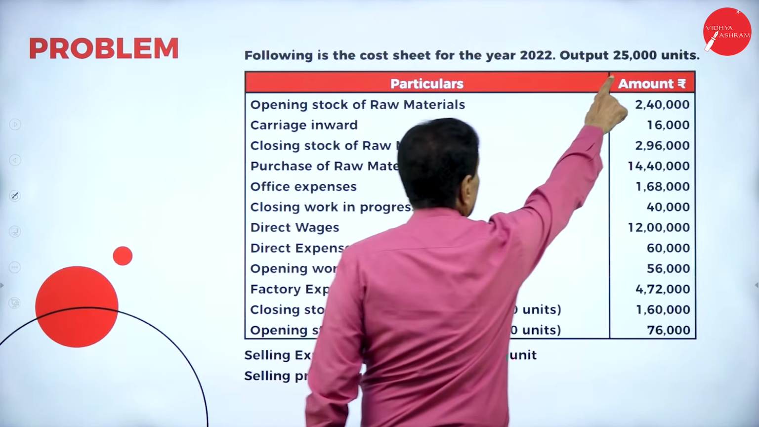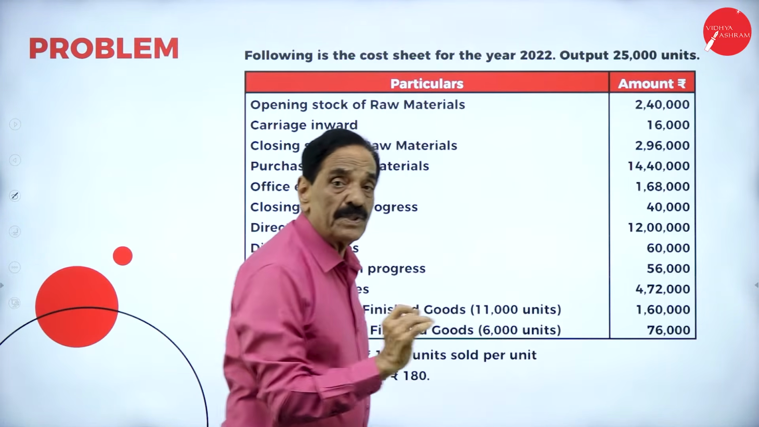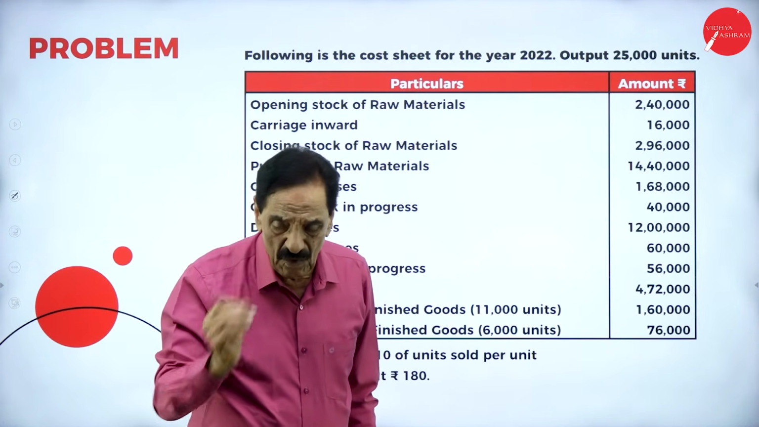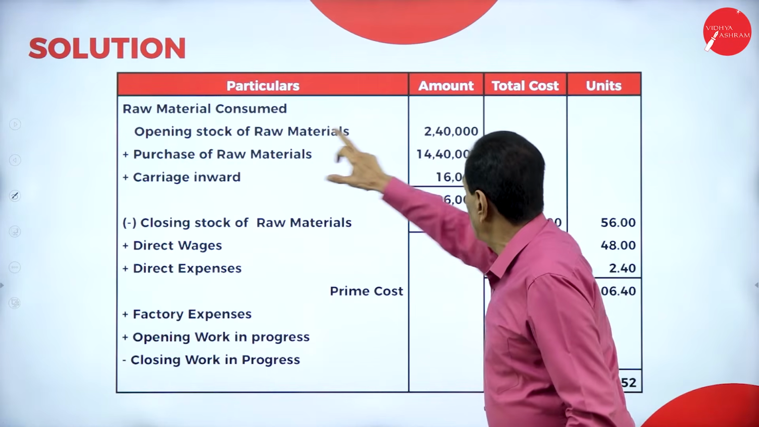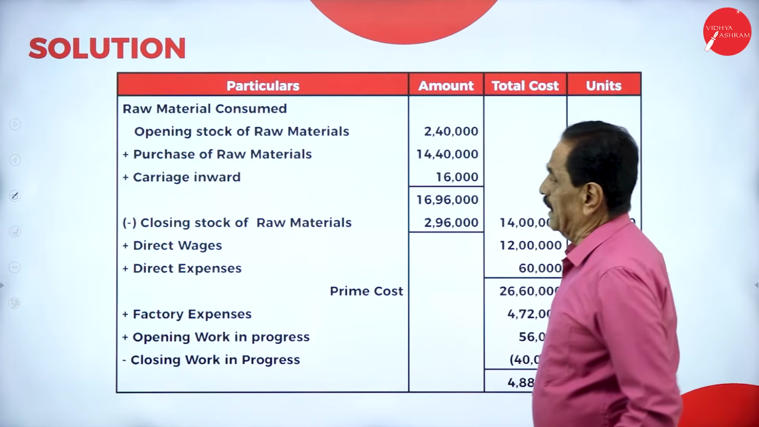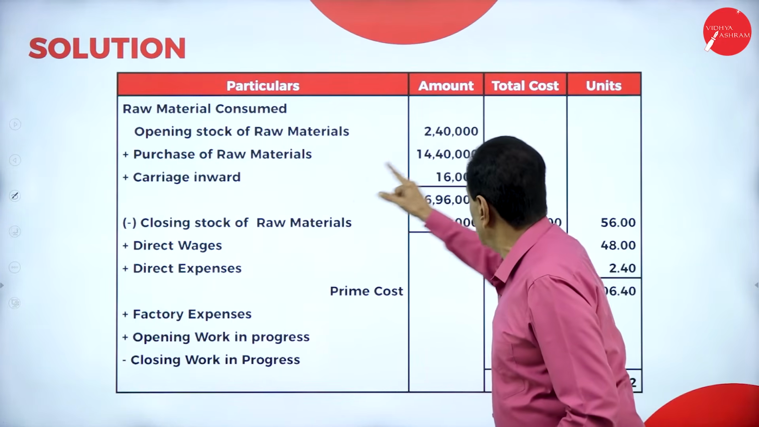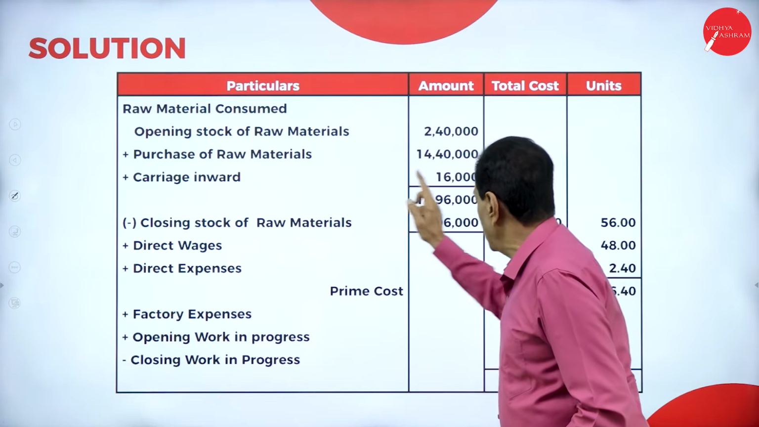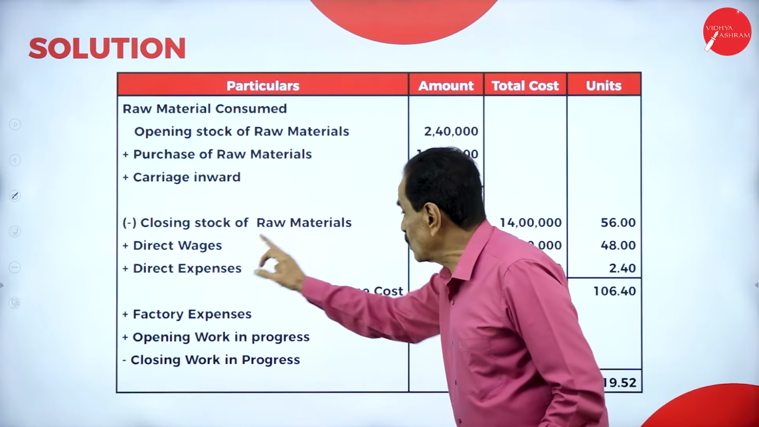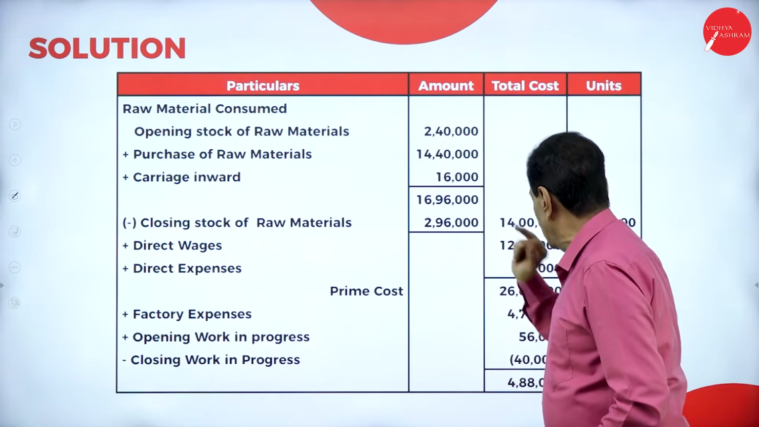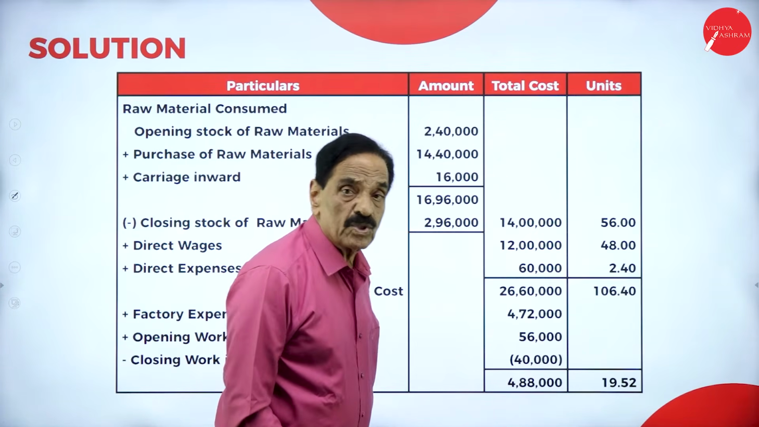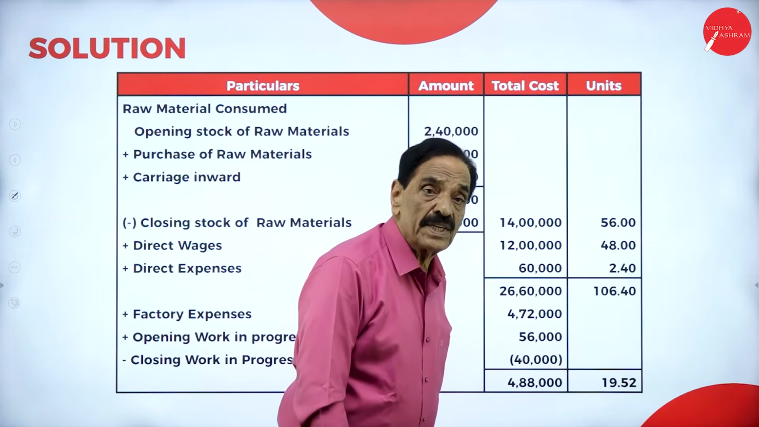What's your output? 25,000 units. When the output is given, you have to calculate cost per unit. Raw material consumed, this is your heading. Opening stock of raw material plus purchase of raw material plus carriage inward, if you add, it becomes 16,96,000 minus closing stock of raw material 2,96,000. It becomes 14 lakh, divided by 25,000 units. Per unit comes to 56 rupees.